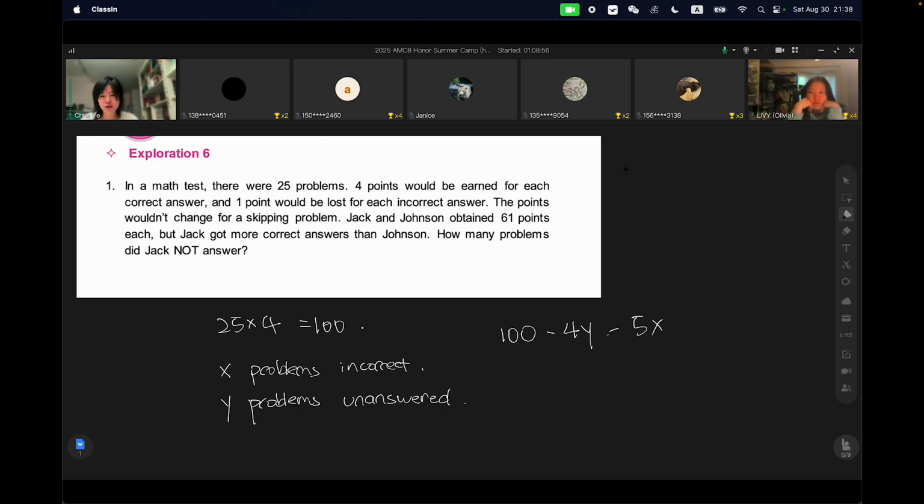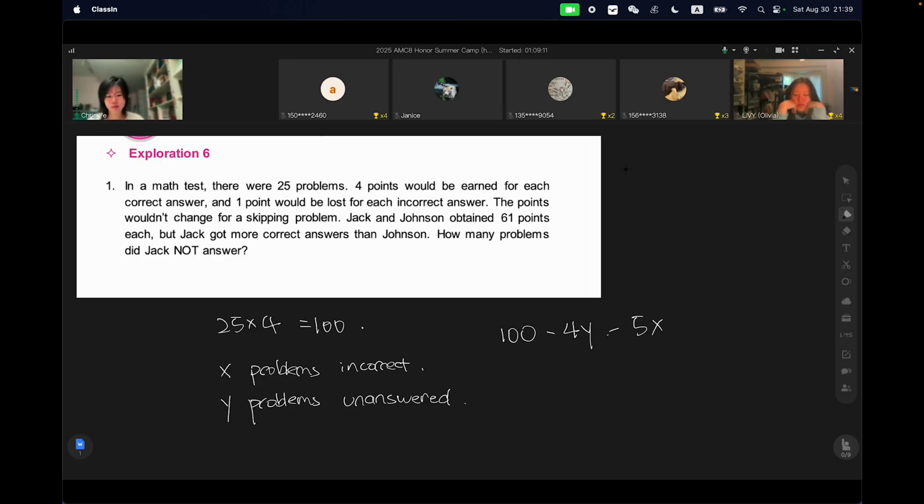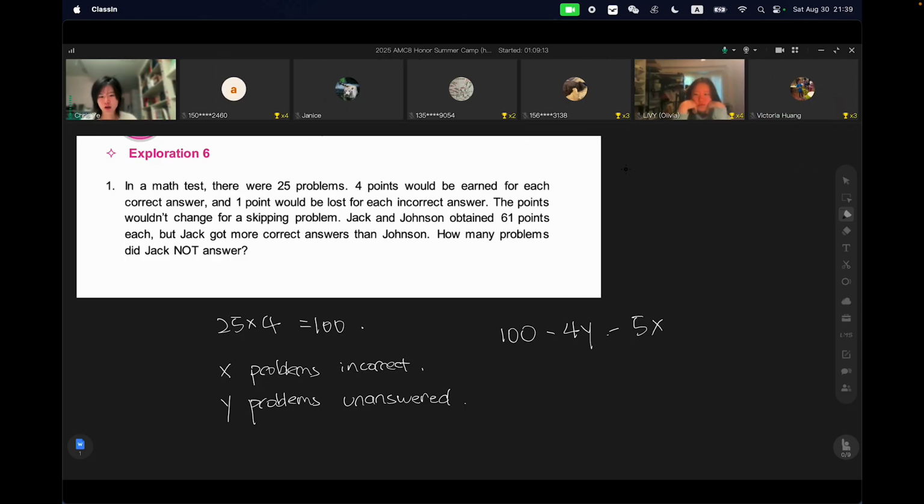And using the logic that we learned before with the other problem about getting an incorrect answer and correct answer, basically, we have to take away, firstly, the 4 points that we already gave them credit for, as we assume that they got all of the problems right, and the 1 point that they lost for the incorrect answer. So therefore, 100 minus 4y minus 5x will be equal to 61. And therefore, that would get us 4y plus 5x equal to 39.